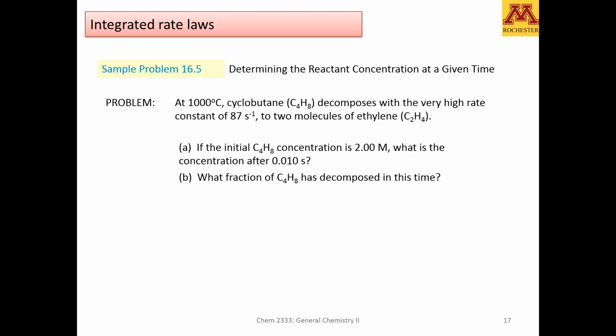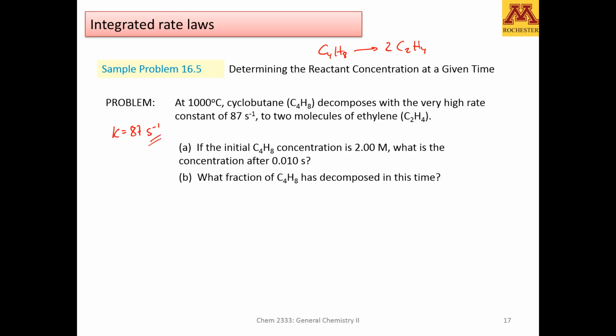So in this case, we are given a reaction in which the cyclobutane decomposes into two molecules of ethylene. It's telling us that the rate constant is 87 seconds to the minus 1, which is a pretty fast reaction. Now, this is something that you have to be able to identify.